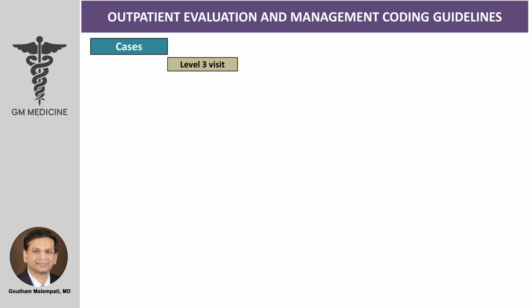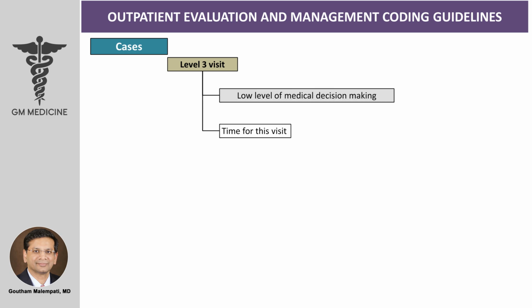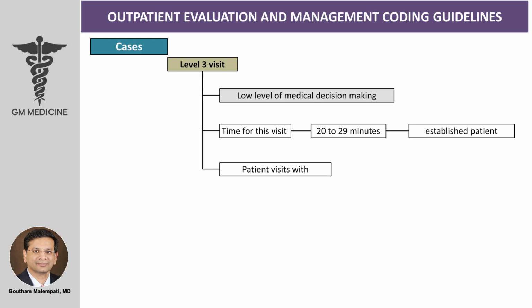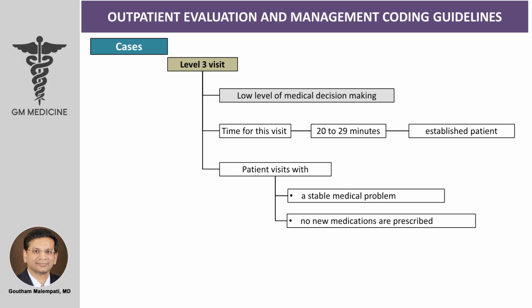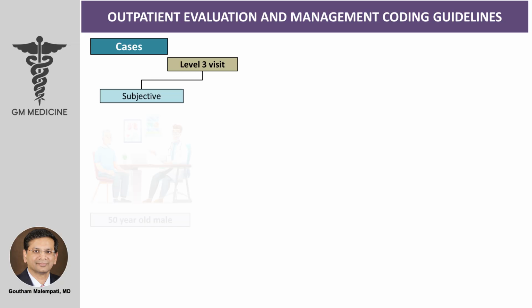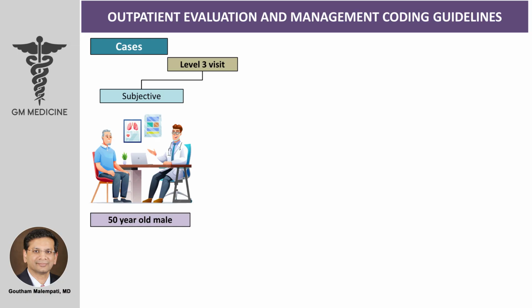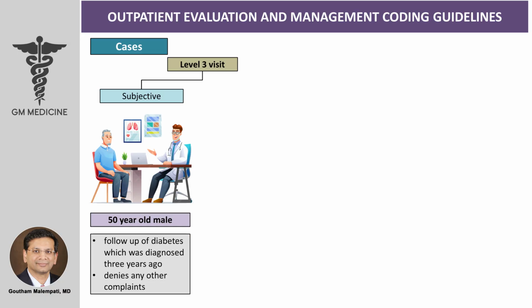Level 3 visit, which involves low level of medical decision making. Time for this visit is 20 to 29 minutes for an established patient. This is a visit in which a patient comes in with a stable medical problem and no new medications are prescribed. Example. Subjective: a 50-year-old male who presents to the office for follow-up of diabetes, which was diagnosed 3 years ago. He denies any other complaints.